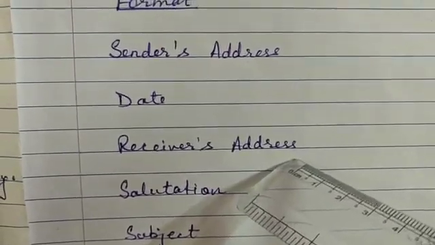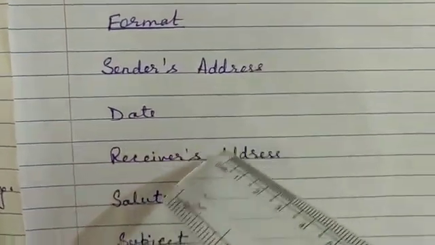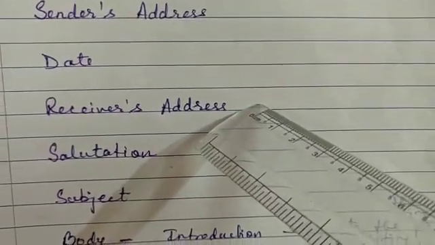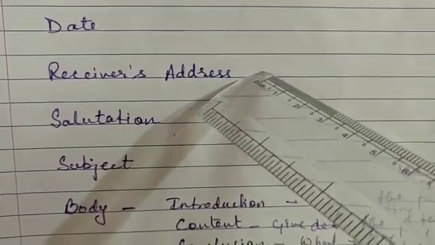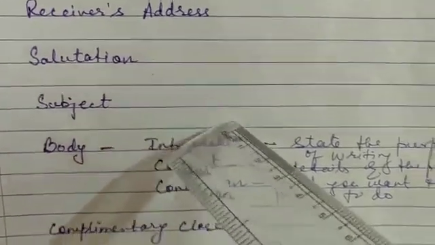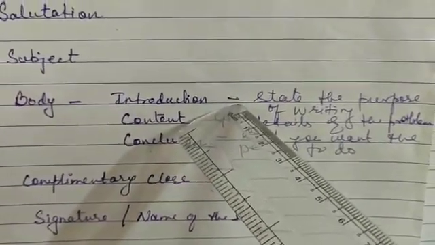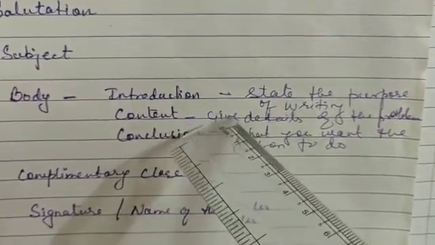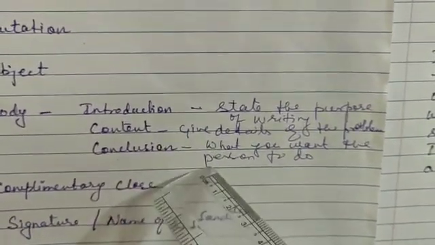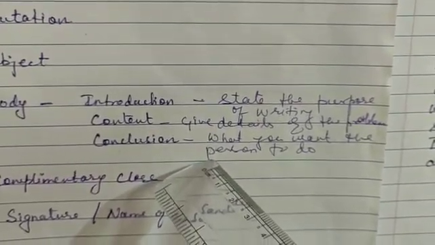Sender's address, mostly it is given in the question, so copy the same. Receiver's address, mostly it is given in the question, so write from there. Subject should be brief and to the point. Now come to the body. First paragraph, introduction. Second is the main paragraph, give details of the problem. Third is conclusion, mention what you want the person to do.